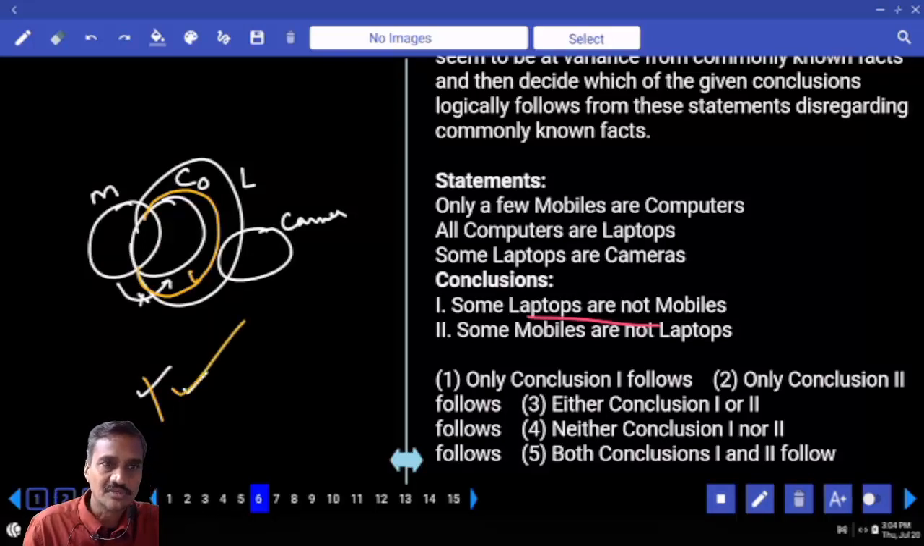Then what is your answer? My aim was neither nor. Because if the alternate diagram is true, then the conclusion must become false. Hence neither one nor two, the choice for question number 6.